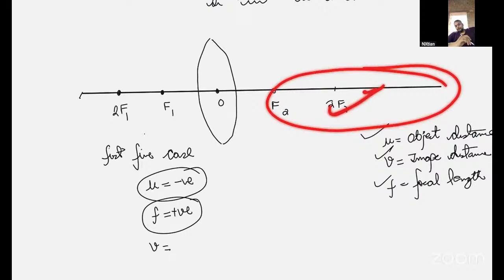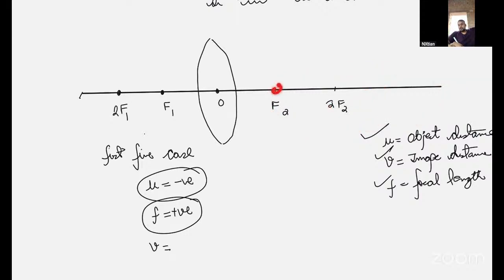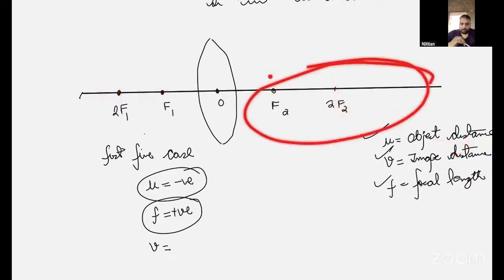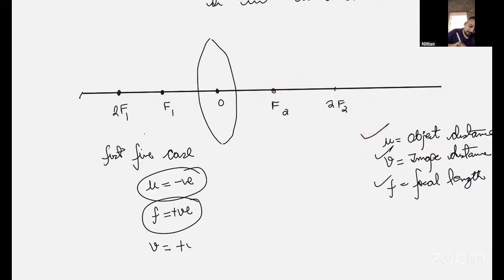The image is at infinity at f2, beyond 2f2, at 2f2, then between 2f2 and f2, then beyond this, and then it's infinity. So basically, we always get the image here only. It means that v is always positive for the first five cases. Did you understand?